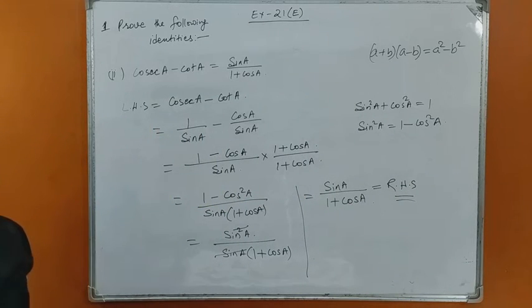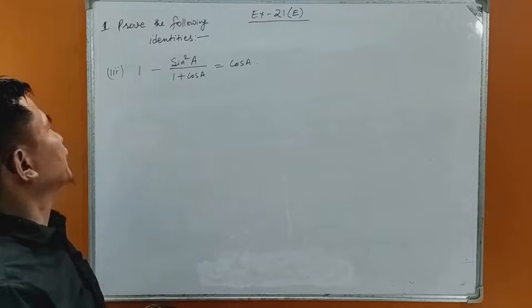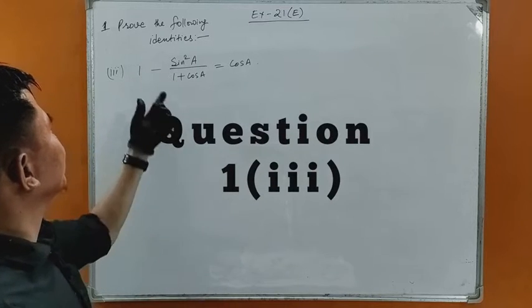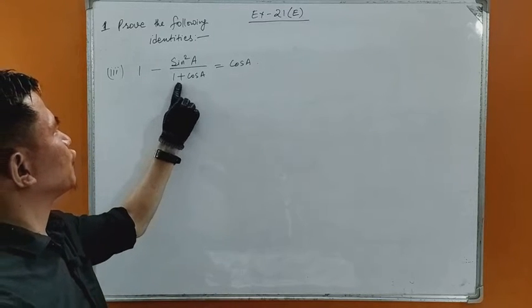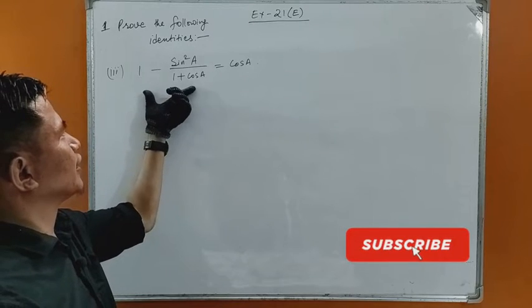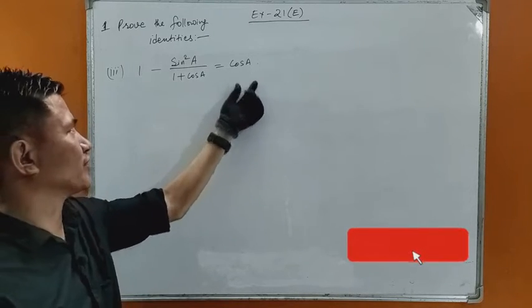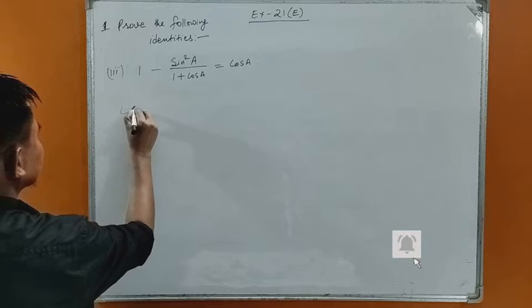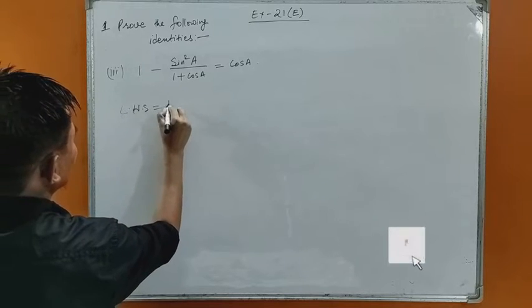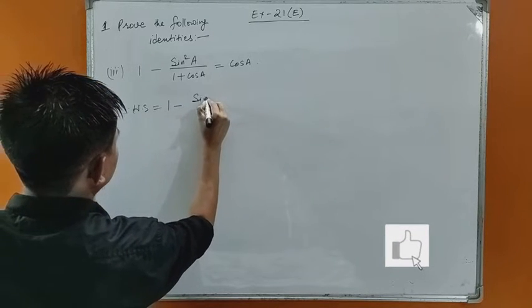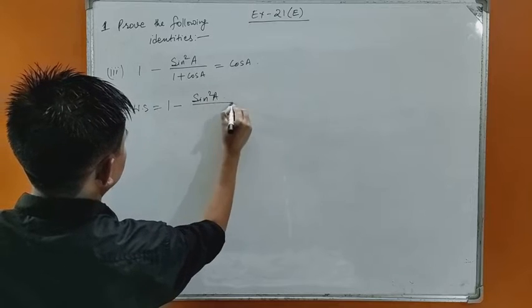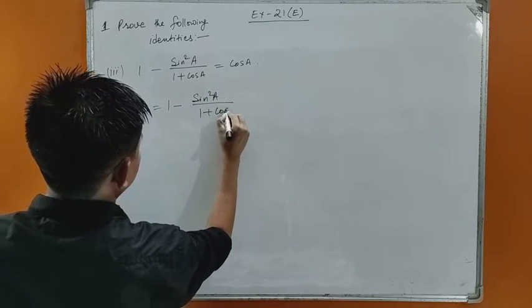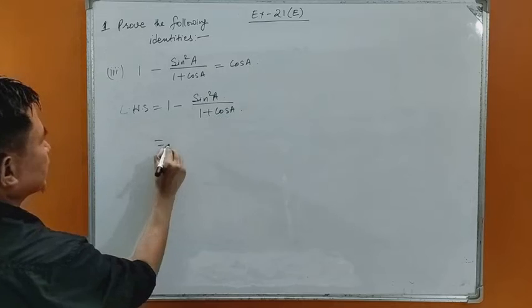Now let's do question number 3. Okay, we have 1 minus sin square A upon 1 plus cos A in the left hand side, and we are asked to prove this equals cos A. So let's do LHS equals 1 minus sin square A upon 1 plus cos A, isn't it? This is what we have in the left hand side.